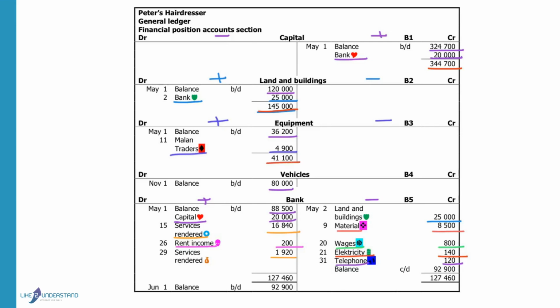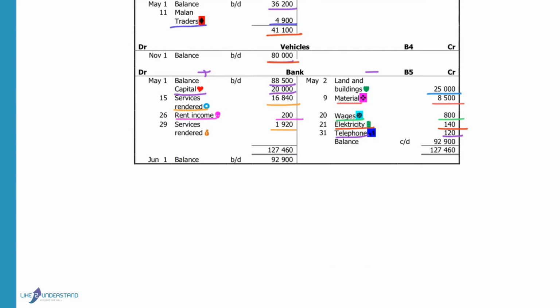The same with the equipment. Vehicles, we only have one amount, so this amount will go on the debit side of my trial balance. In the bank account, we've got amounts on the debit side and the credit side, so we have to work out a balancing figure. The debit side is bigger than the credit side, so I will add up all the amounts on the debit side. Then I will take the total on the debit side and subtract all the amounts on the credit side to determine the balancing figure.